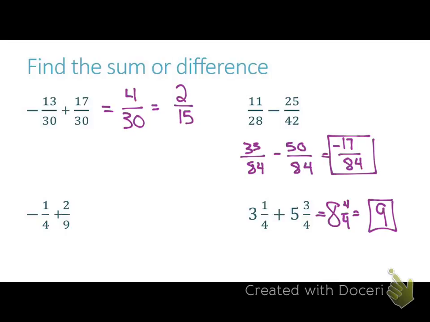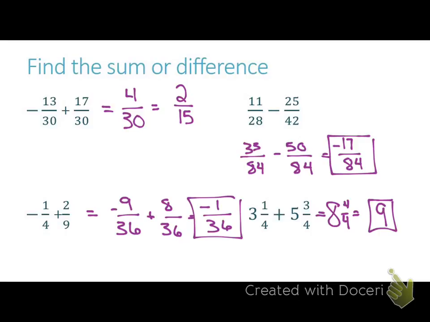What about my LCD for the bottom left one? 36. So negative 9 over 36 plus 8 over 36 is negative 1 over 36. Did you get them all? Good job. Any questions? All right, so that's the first part of your test tomorrow, sum or difference.